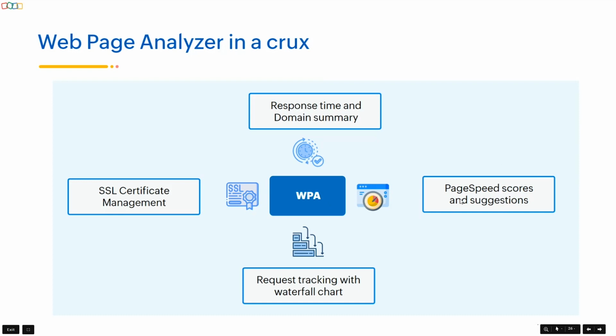You also get request tracking with a waterfall chart, which is when a web page renders, it might have various components that constitute a page. So the web page analyzer tracks all the transactions that take place when the components load. This waterfall chart gives you a visual representation of critical metrics related to each transaction, which helps you understand the component that is loading slowly. This way you can prevent website downtime and slowness and help the website to perform optimally.